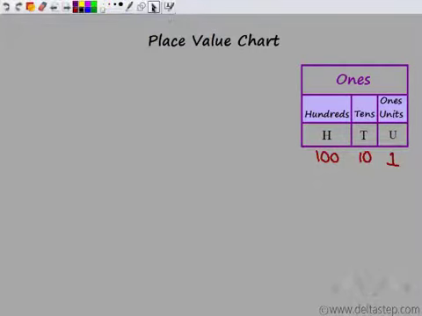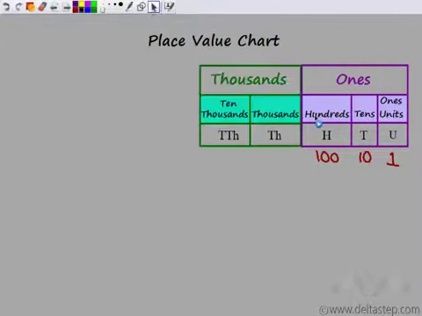Moving forward, after hundreds you would have thousands. So again 1000 would be 1 followed by 3 zeros. 10,000 would be 1 followed by 4 zeros. So you can see that each column is 10 times the previous column. So you have thousands, then 10,000s, which is represented by T, TH.